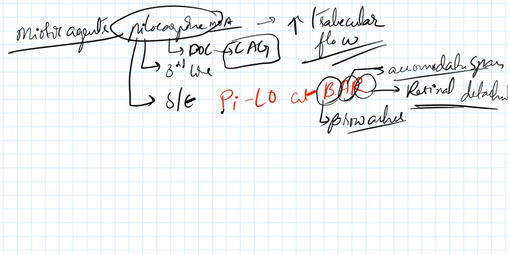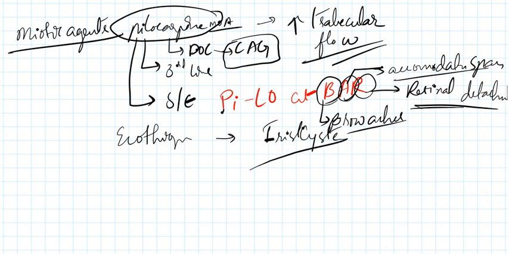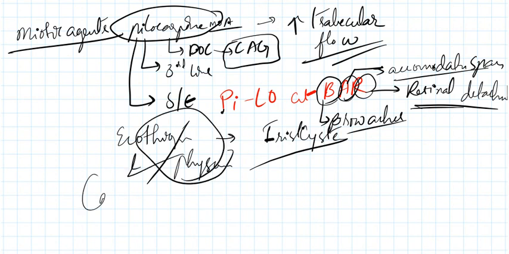Now echothiophate, one more miotic agent we already spoke of. Echothiophate causes iris cysts. This is also very important. Iris cysts, very important. Now echothiophate or physostigmine, they both can cause cataract. So remember, pilocarpine causes bar: brow ache, accommodation spasm and retinal detachment. Alright. Now we come to the next drugs.